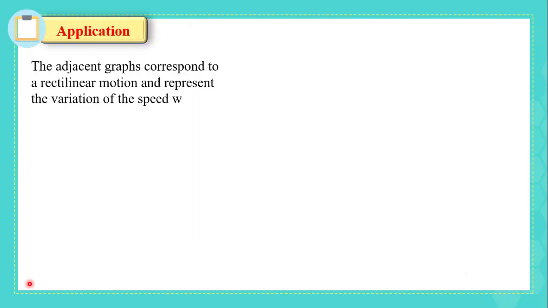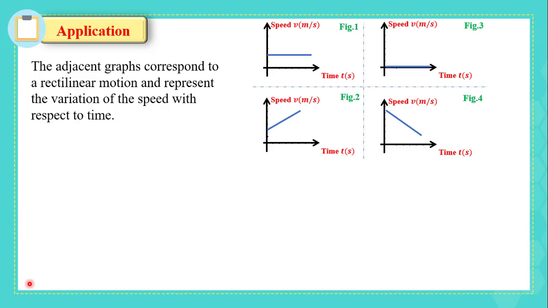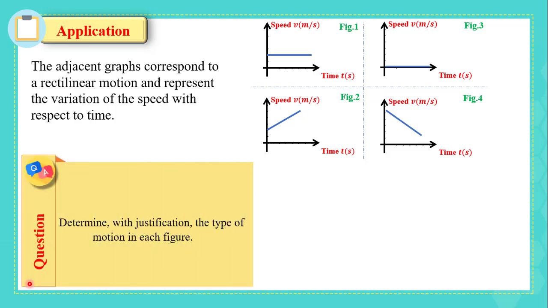Now let's practice by solving the following application. Don't forget to pause the video and try to solve it by yourself. The adjacent graphs correspond to a rectilinear motion and represent the variation of the speed with respect to time. Determine with a justification the type of the motion in each figure.